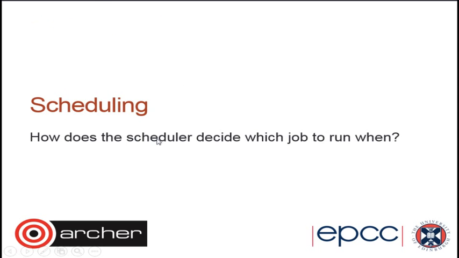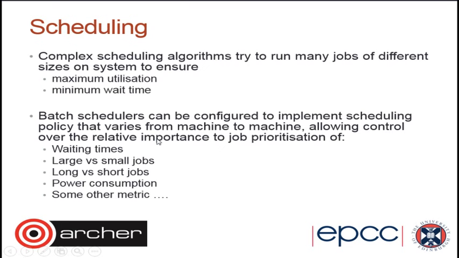Okay. Scheduling. So how does the scheduler actually decide when to run a job? This is actually quite complicated, more complicated than you might think. The scheduling algorithms try to ensure maximum utilization of the machine, because ultimately, at least with the current generation of machines, you're always paying for the power. Unless nodes can individually power down, you're paying for the electricity. So you want to make good use of the machine. You also perhaps want to optimize to minimize wait time.